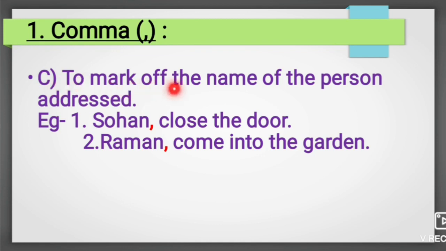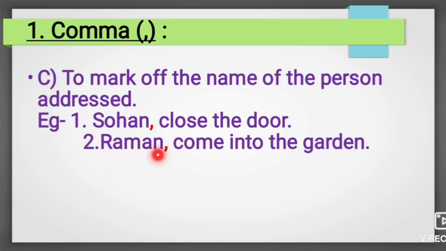C, to mark off the name of the person addressed. For example, first one, Sohan, close the door. Now over here Sohan is the name of a person and after his name there is a comma. Why? So that we can mark the name of this person who is being addressed. That is, Sohan, close the door.